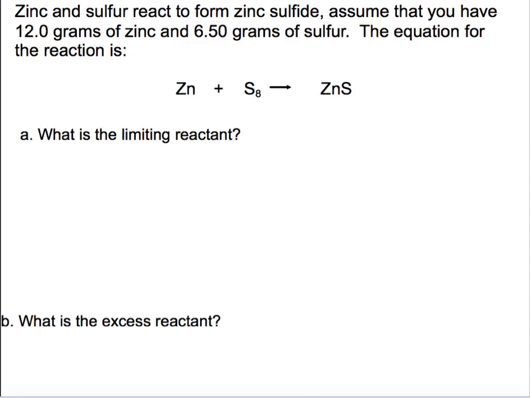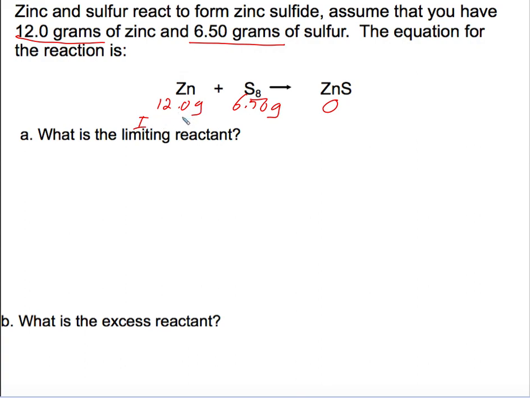Let's try another one. This time we have zinc and sulfur. So now instead of giving you moles, I gave you grams. We have 12.0 grams of zinc and 6.50 grams of sulfur. I don't have any zinc sulfide to start with. But now for my I, I need to be in moles.